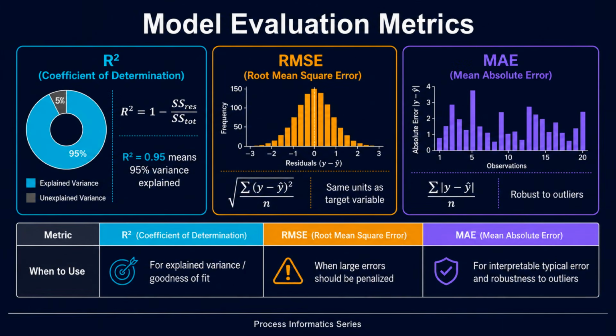How do we know if our model is any good? 3 key metrics guide us. R-squared, the coefficient of determination, measures the proportion of variance explained by the model. 1 is a perfect fit, 0 matches a constant mean predictor, and a model that does worse than the mean on held-out data scores below 0. RMSE, root mean square error, tells us the typical prediction error in the same units as our target variable. MAE, mean absolute error, is similar but uses absolute values, making it less sensitive to outliers. Always check all 3 metrics for a complete picture.